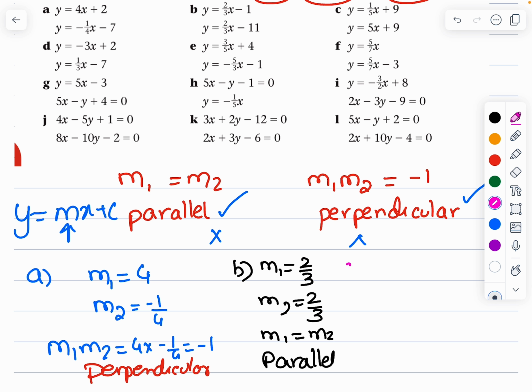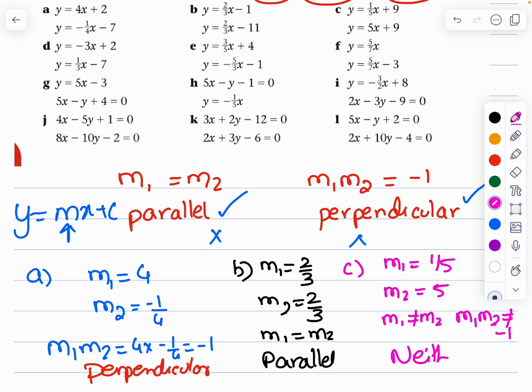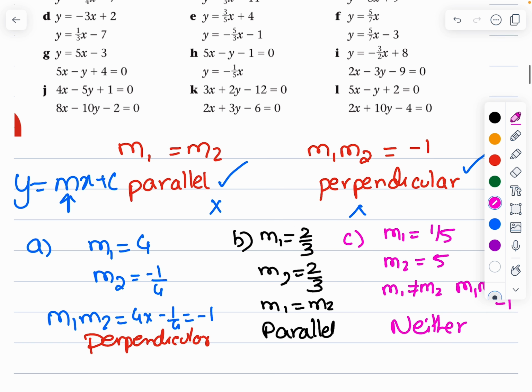Now coming to part C, the gradient of the first line is 1 upon 5. m1 equals 1 upon 5 and m2 equals 5. Are they equal? They are not equal. If at all I multiply them, am I getting -1? Not -1. So it's going to be neither. They are not equal and the product is also not equal to -1.